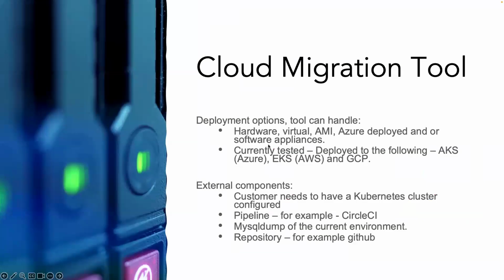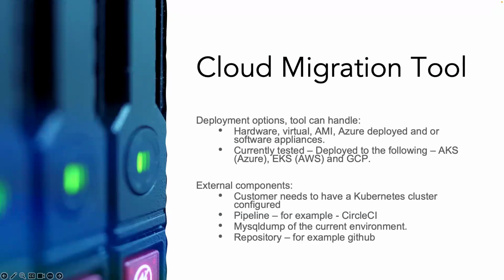Next slide, please. These are some of the input components that we need for the Circle CI pipeline to work. The pipeline is capable of getting the data from any of the appliances that you may have, whether hardware, virtual, or any other appliance. As I mentioned, all it needs is the SSG database dump. As long as it is made available to Circle CI, then we are good to go.